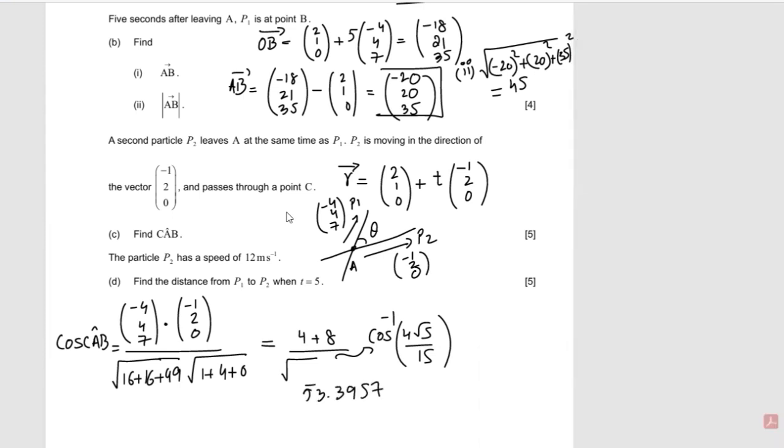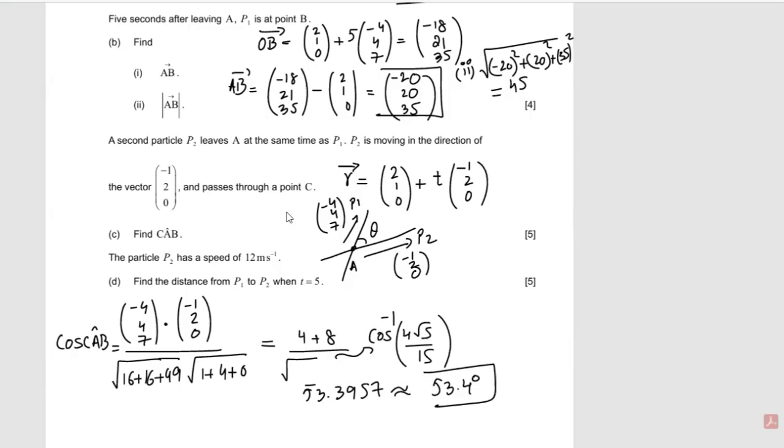53.3957. So they are saying give your answer. If no accuracy is given, you can give angles correct to 1 decimal place. There we go. Okay. The particle P2 has a speed of 12. Find the distance between P1 and P2.